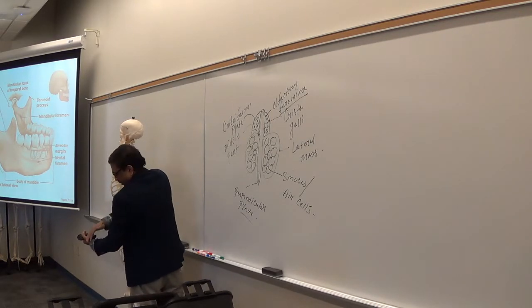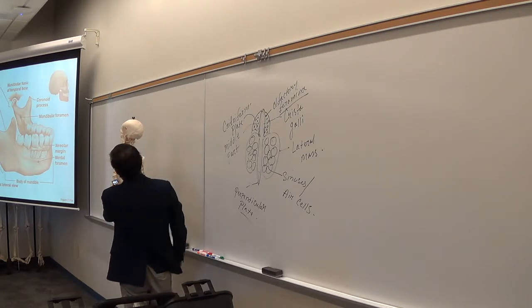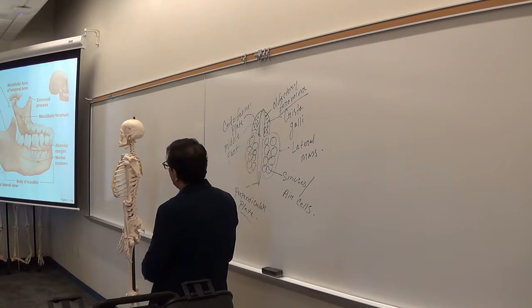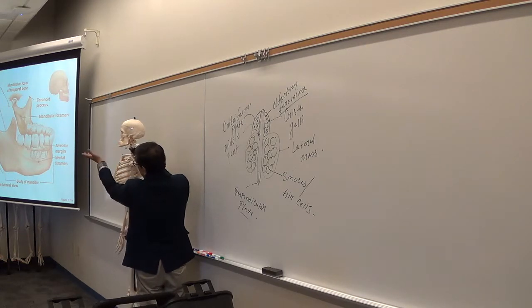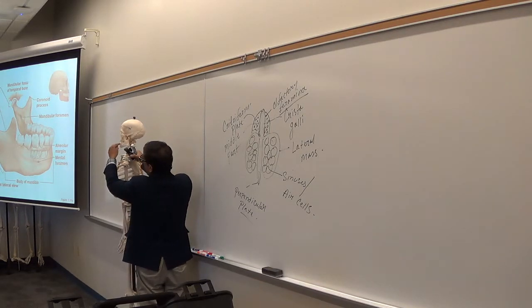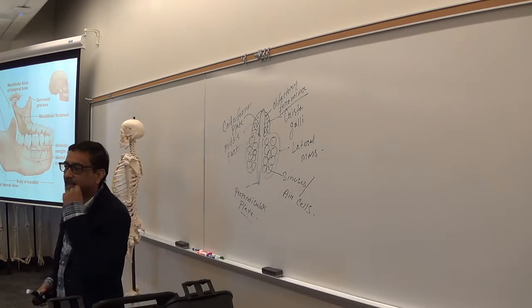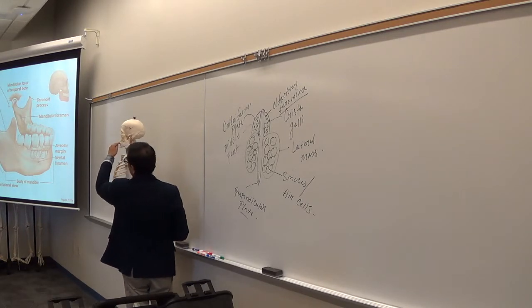Now, if you look from the side, it looks like your arm. This is the arm, and this is the forearm. Here the teeth are attached. This is called the alveolar margin. The alveolar margin is the area where the lower teeth articulate with the mandible. So this is the alveolar margin.